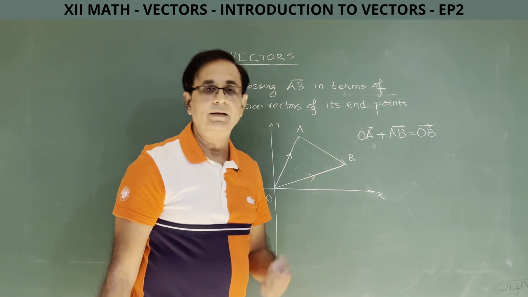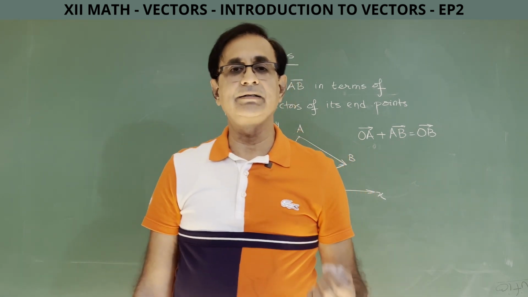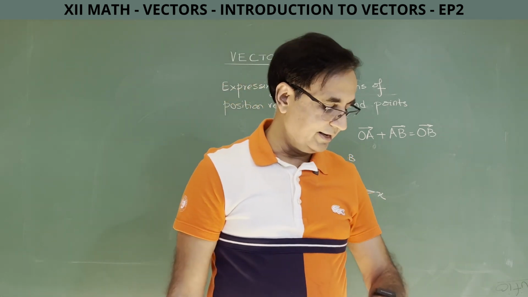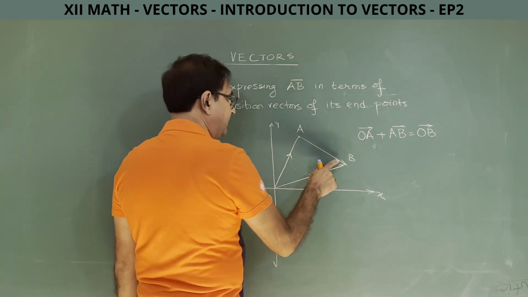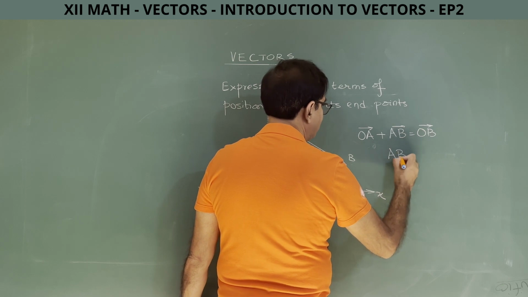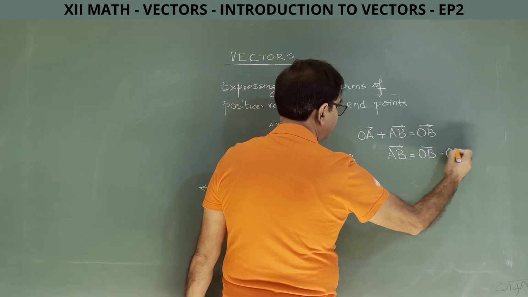I am again repeating, the moment you start the algebraic portion, when you represent the vectors in terms of i, j and k, it will be very fast, it will be very easy for you. So vector OA plus vector AB will be equal to vector OB. Now you rearrange it. So what will be vector AB? Vector OB minus vector OA.